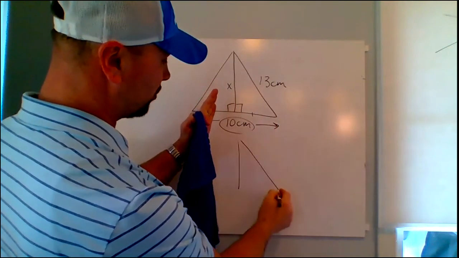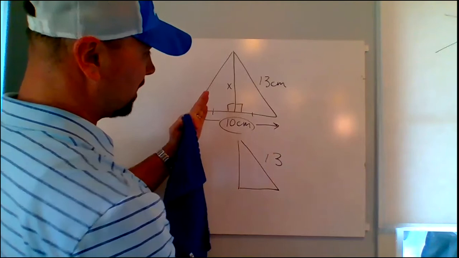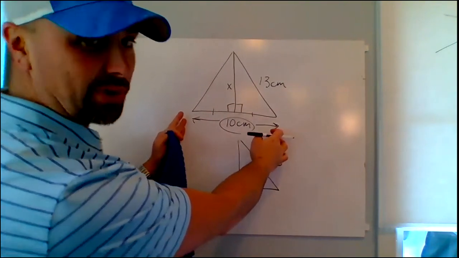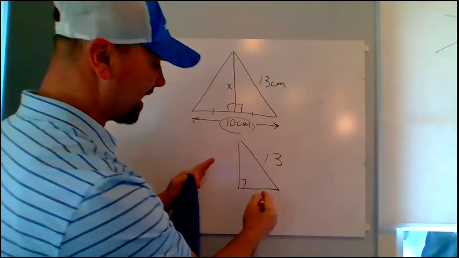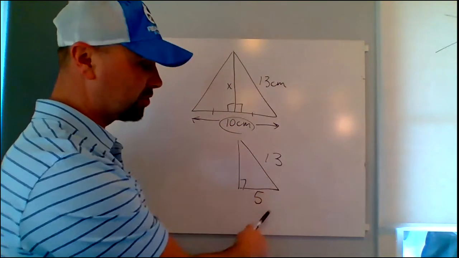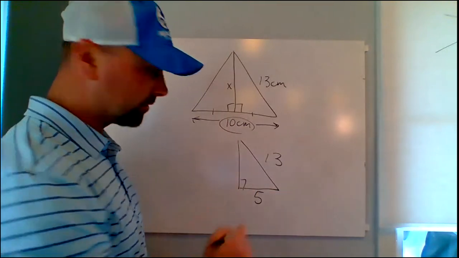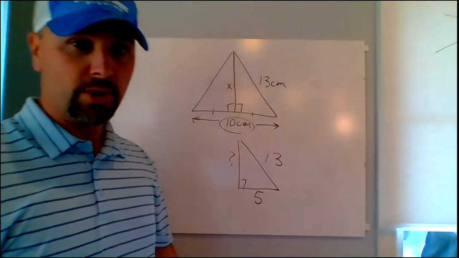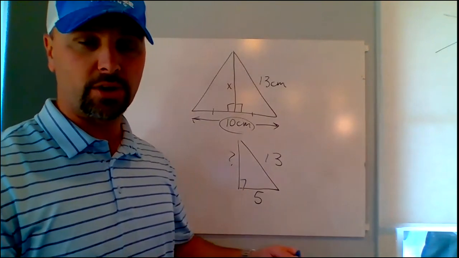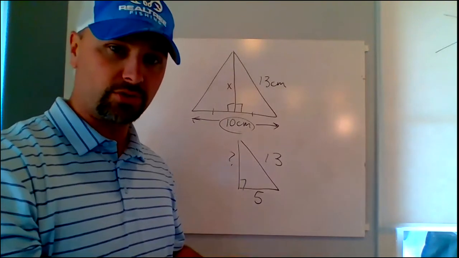So if I were to redraw it, it would be like this, okay? And so since we know the full thing is 10, it's cut in half, making that 5. So now we have 2 sides of a right triangle, finding the third. So go ahead and pause it, finish this problem out if you haven't already, and then check back for the answer.